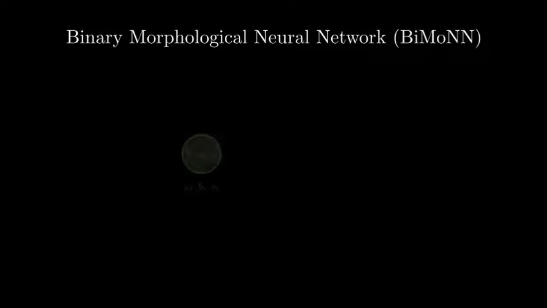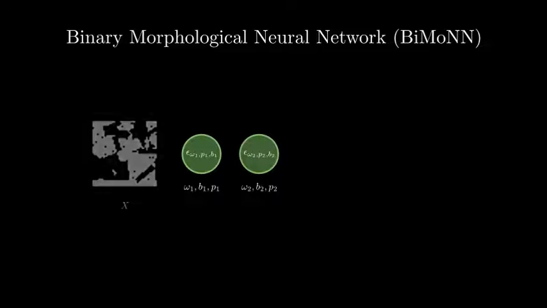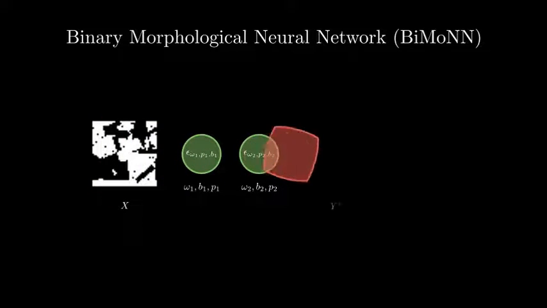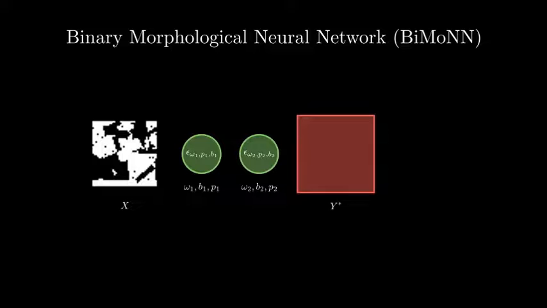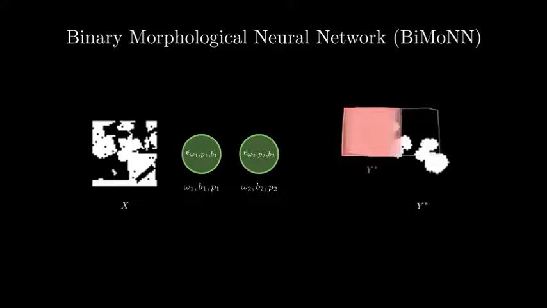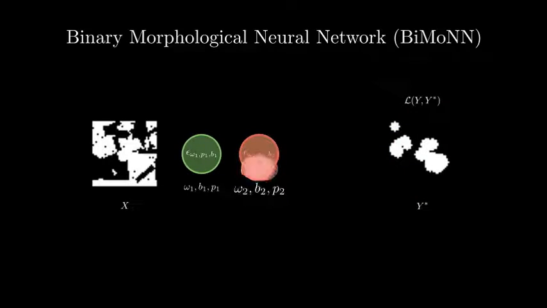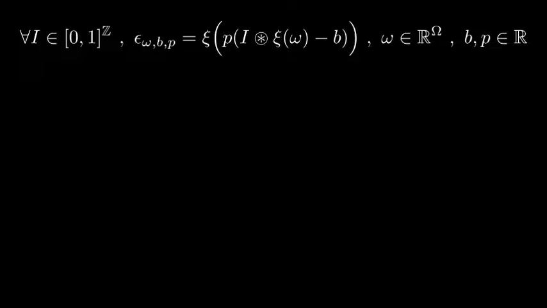We can now define the binary morphological neural network. It is just a set of sequentially stacked B's applied one after the other. The parameters of the different B's are optimized using the backpropagation algorithm. We have introduced the B's neuron that can learn both dilation and erosion and the structuring elements. We have stacked this neuron to create a binary morphological neural network.